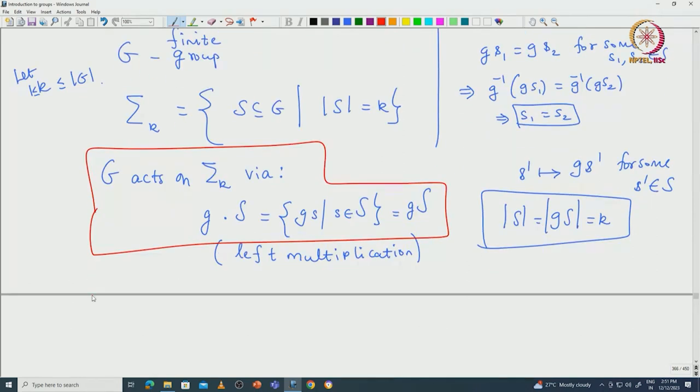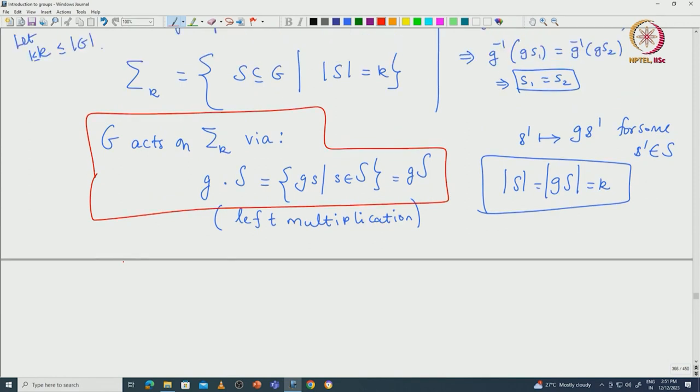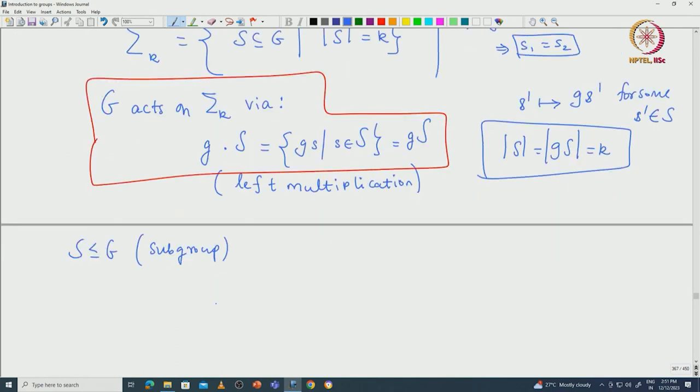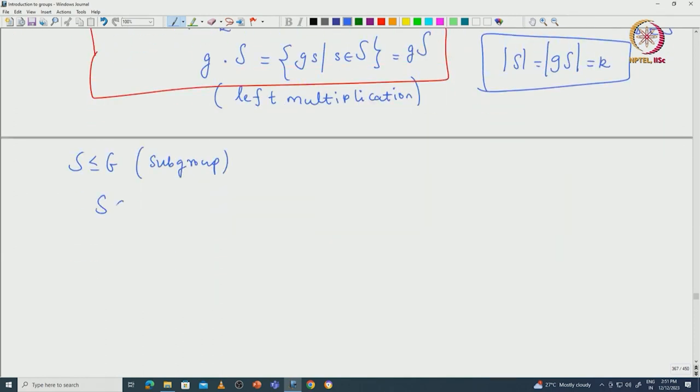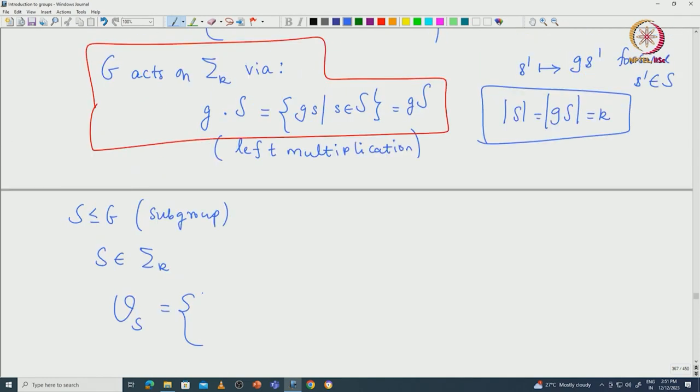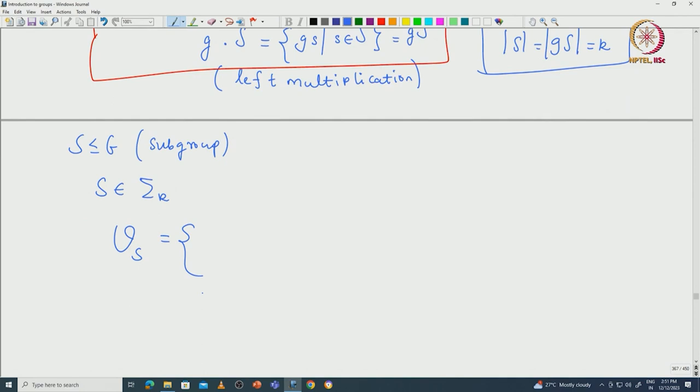Let's try to understand this action more closely. Let us start with a subgroup S of G. Then what will happen to the orbit? This S is definitely an element of sigma k, so one can look at the orbit. The orbit, by definition, is all the images of this S under the action of capital G. That means this is just gS, where g is in capital G. This is nothing but all the left cosets of S inside G. So this is exactly G mod S, sitting inside sigma k. For S a subgroup, the orbit is exactly G mod S.